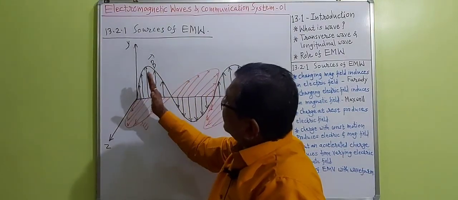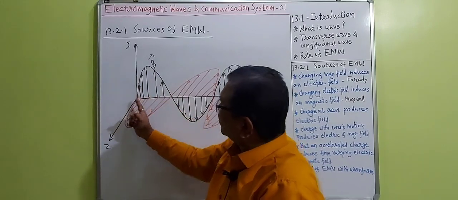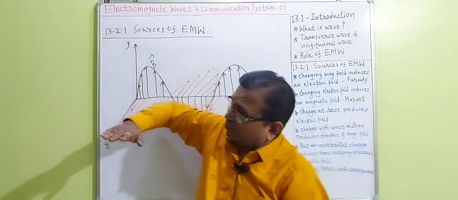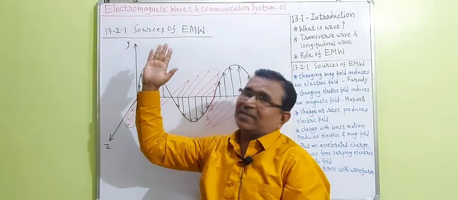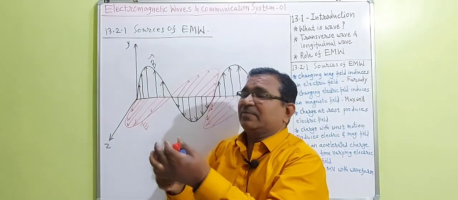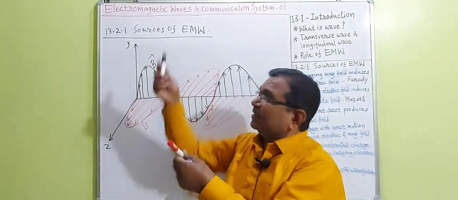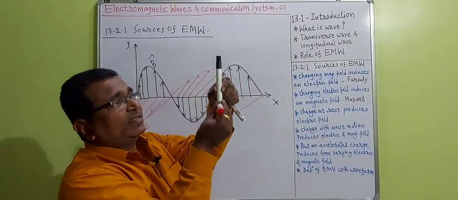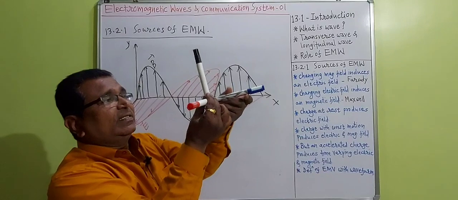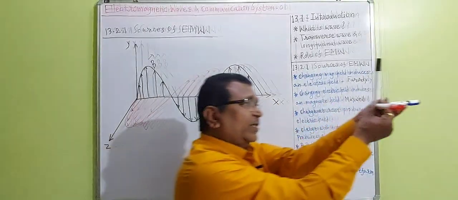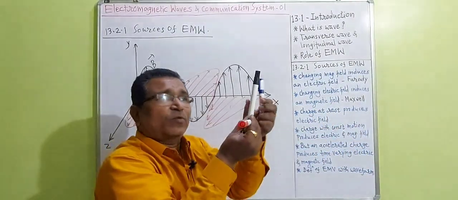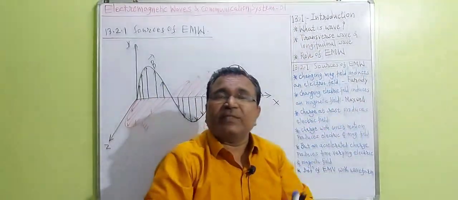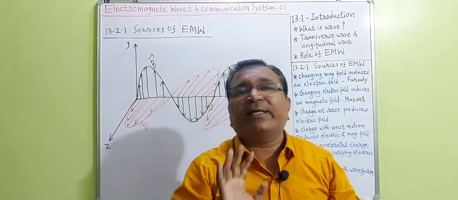Magnetic field is on the y-axis. The z-axis and y-axis are perpendicular. Imagine the z-axis is like this, so electric field is like this and magnetic field is like this. This is magnetic field, this is electric field, and this is the direction of propagation of the wave. Both are oscillating like this, and the direction of propagation of the wave is like this. This is called an electromagnetic wave.